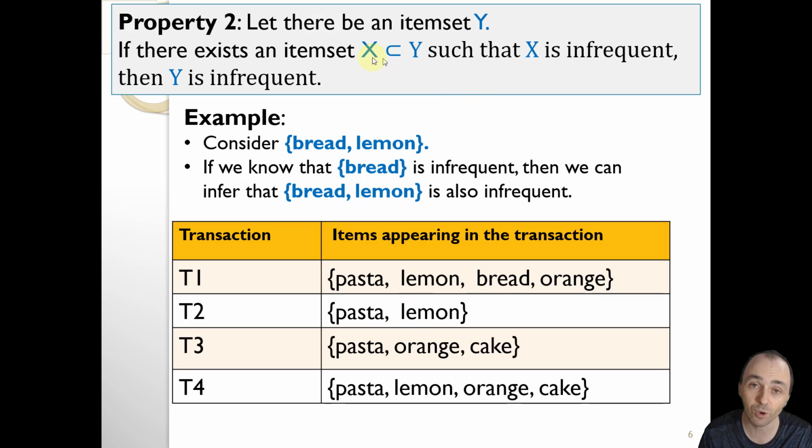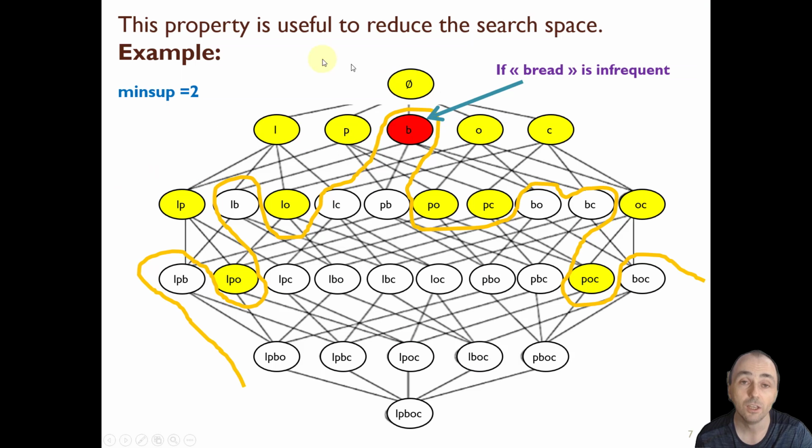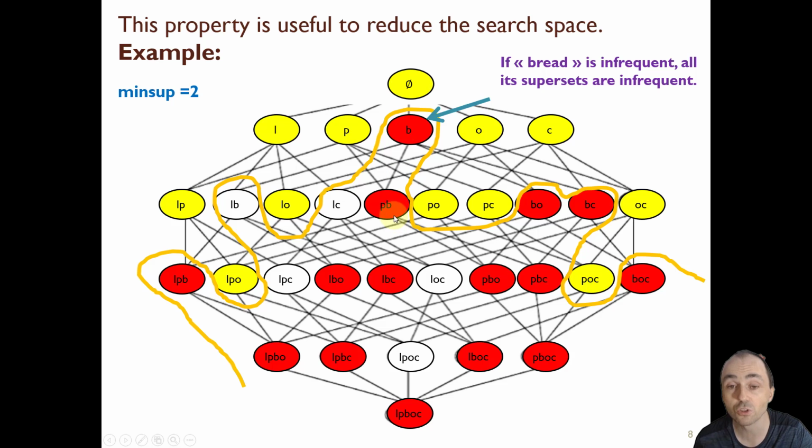So what does it mean? If you have a set X, like bread, that is infrequent, all the supersets of X, like Y, will also be infrequent. So like bread, lemon, must be infrequent because bread is infrequent, okay? So this is an interesting property in frequent item set mining. You know bread is infrequent here in red color, then all the supersets that contain bread, all of them you can see on this picture in red color, they also must be infrequent.